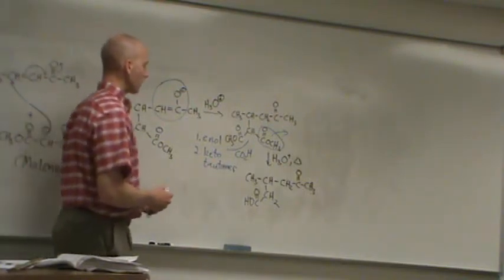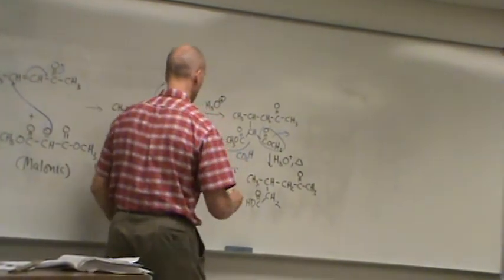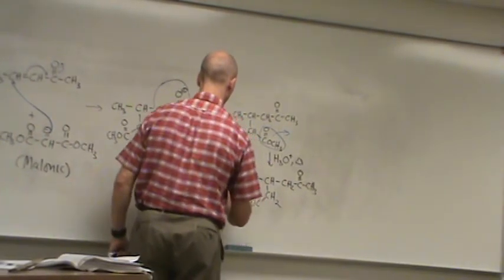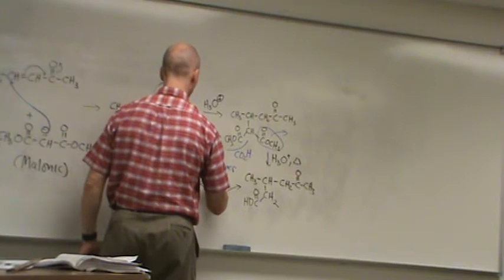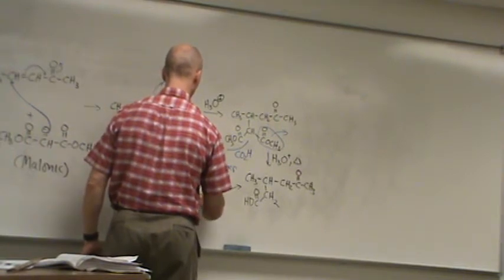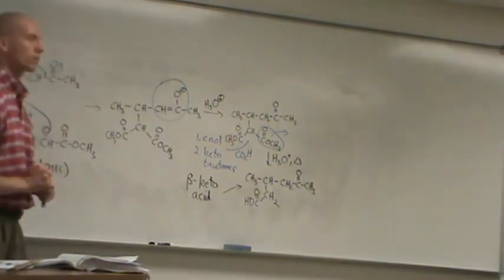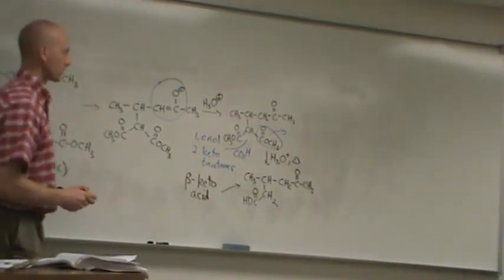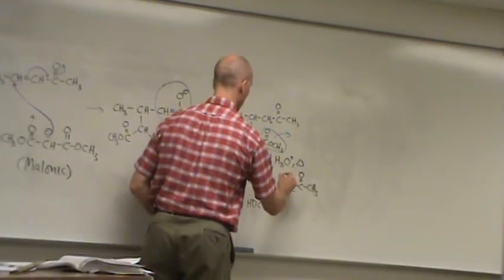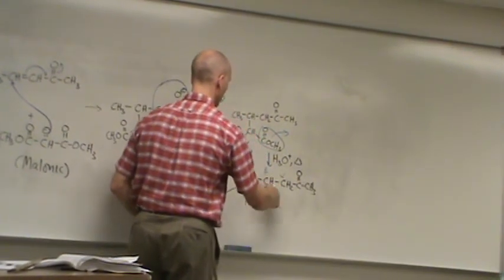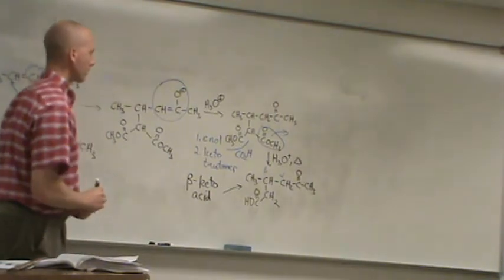And this final product is what's called a beta keto acid, because the acid group ended up on that beta carbon.